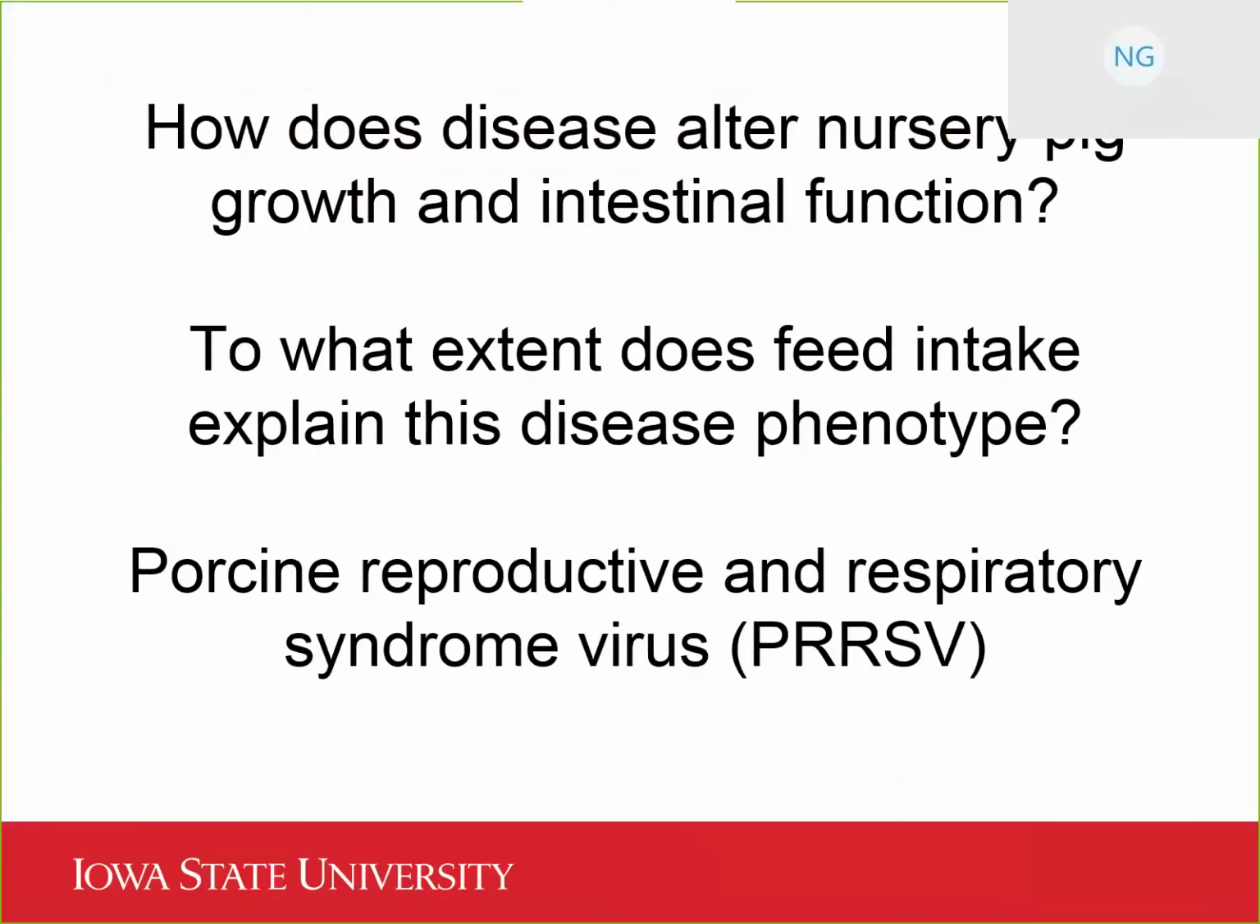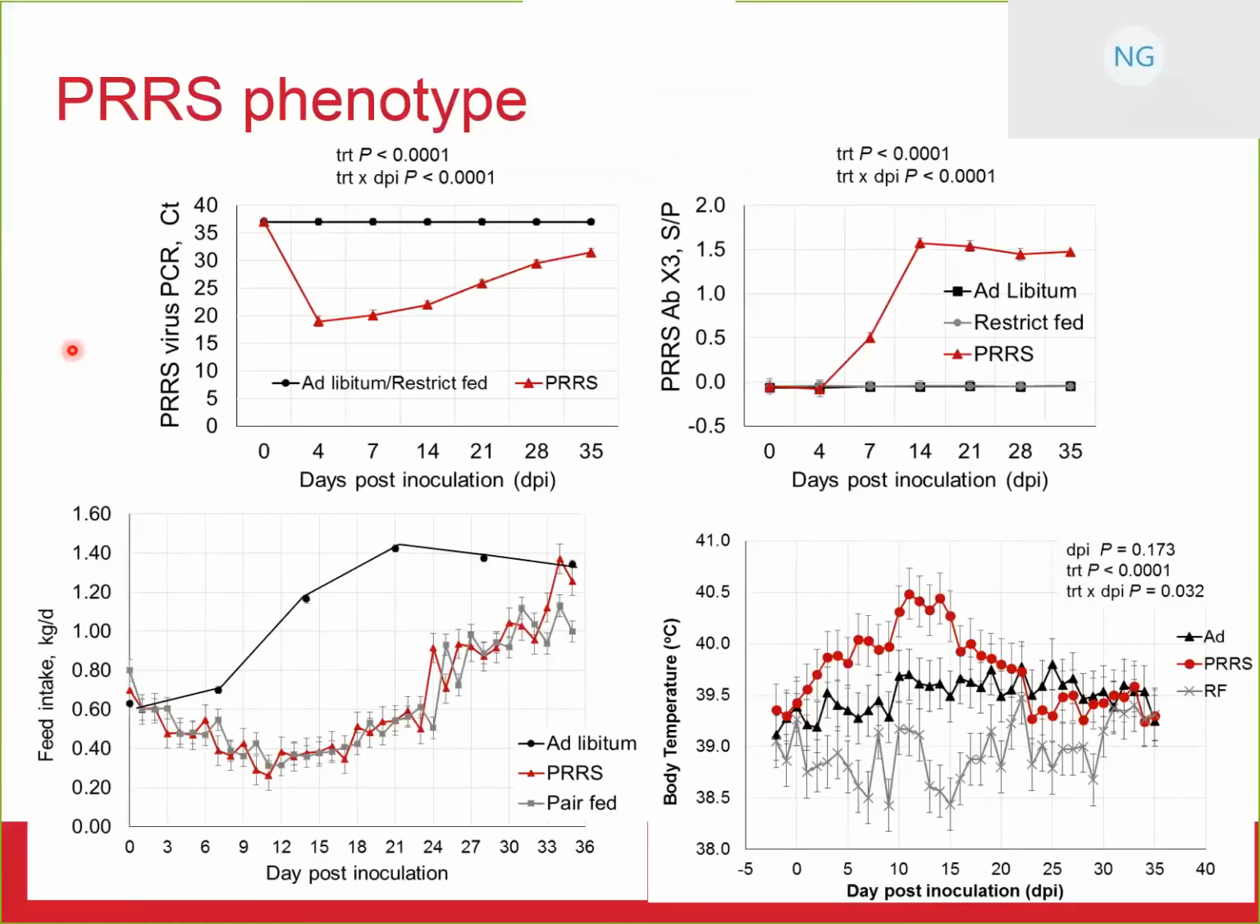And to do that, we did a USDA-funded study looking at porcine reproductive and respiratory syndrome virus. This is a study we conducted last year, and we had 3 treatments, using 10-kilogram nursery pigs. We had pigs allocated to the PRRS challenge group, which would be here in red. We had pigs fed ad libitum and allocated to a non-PRRS challenge group, and that would be black here. And then we had another group of pigs that were non-challenged with PRRS, but were fed the same caloric intake one day behind our PRRS challenge pigs. That's called our pair-fed or restrict-fed group.